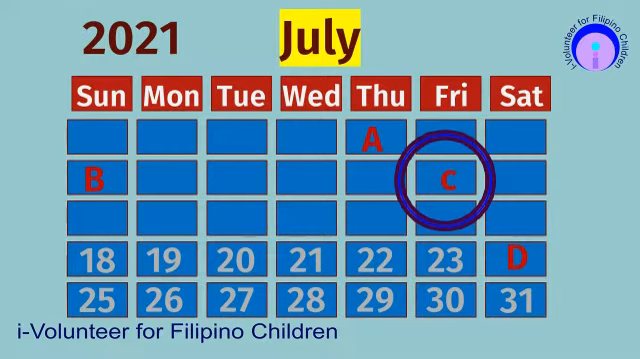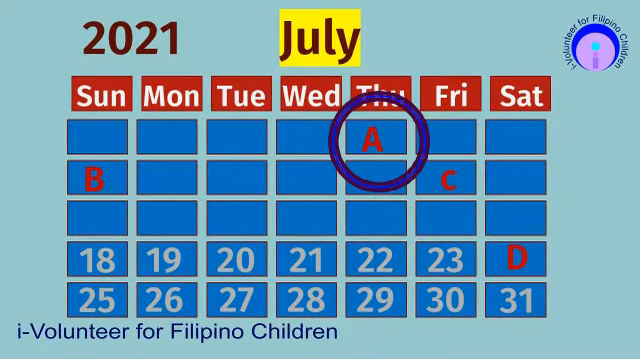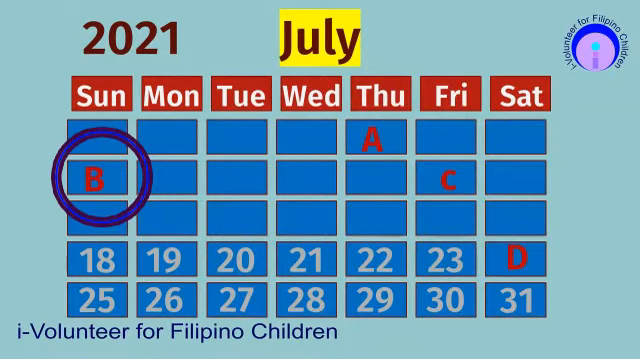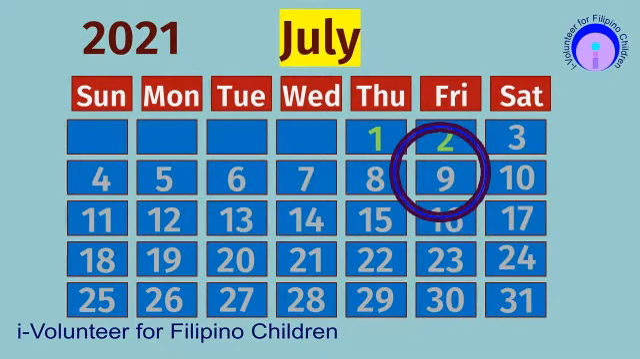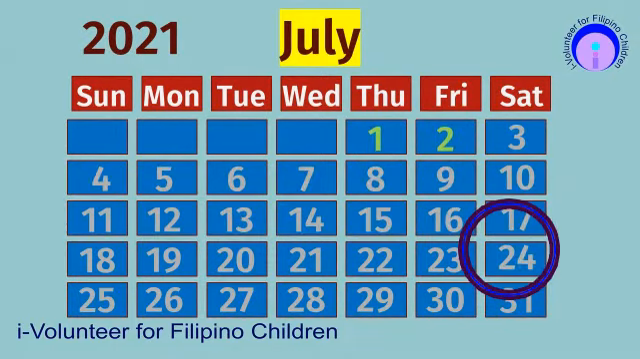Now, let's find out the value of letter A. From letter C, we have to move backwards. 9 minus 1 is equal to 8. 8 minus 7 is equal to 1. Therefore, letter A represents July 1. Letter B is July 4. Letter C is July 9. And letter D is July 24th, 2021.